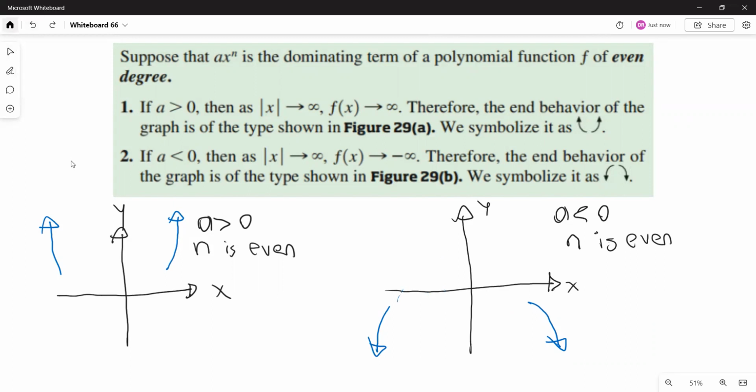There might be some other things like some turning points. It may not have any y-intercepts, so we don't know. It may even be something like this. We don't know, but we know for sure from the leading coefficient and the degree, we do know the end behavior.